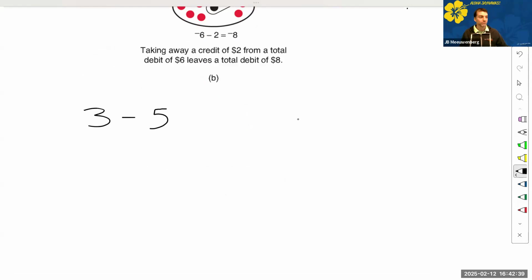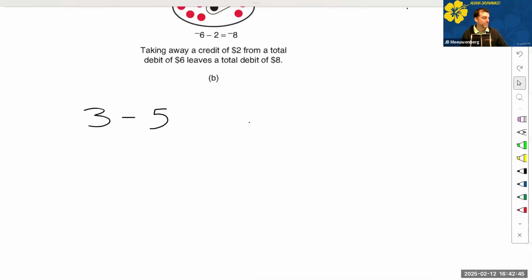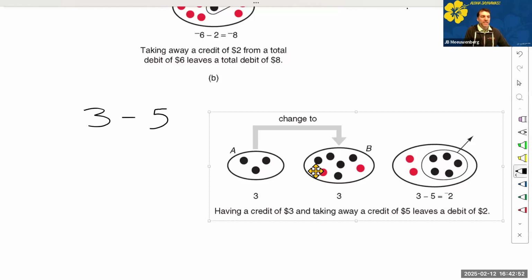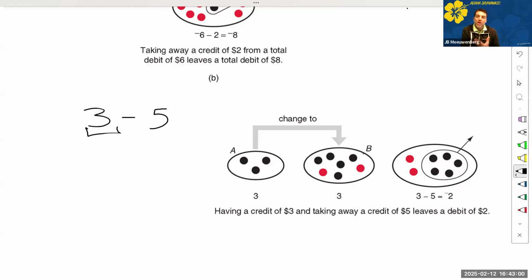So one way you might do it, like we did before, is something like this. Actually, let me just post this picture here. So if you start with 3, you always think about, what am I starting with? 3. That's what we see here. But then we have to represent 3 in a different way. We have to represent it in a way that allows us to take away 5 positive black chips.